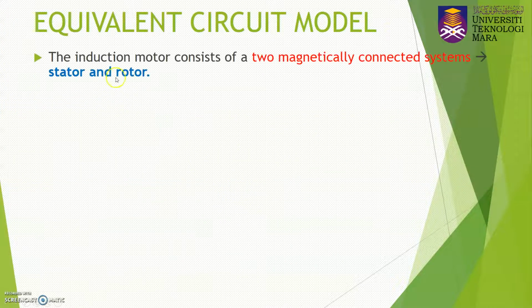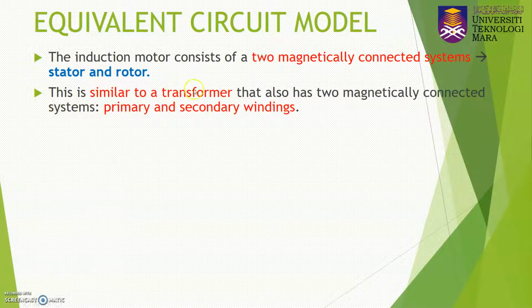The induction motor consists of two magnetically connected systems, the stator and the rotor. If you still remember, in the topic on the constructional features of the induction machine, you have a stator part, which is the static part, and a rotor part, which is the moving part. This is similar to the transformer, which also has two magnetically connected systems, called the primary winding and the secondary winding.